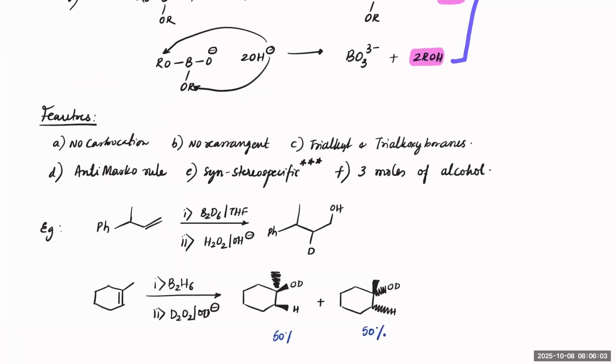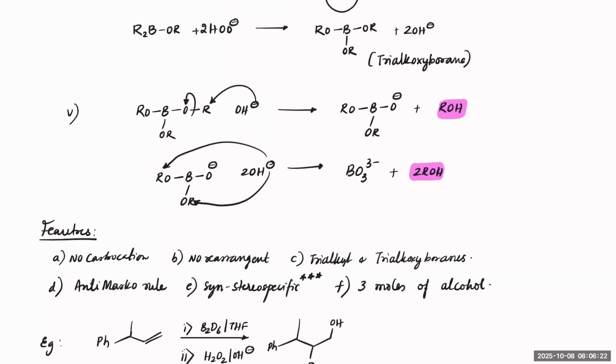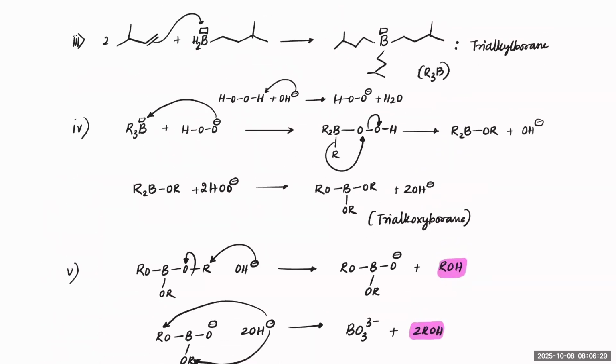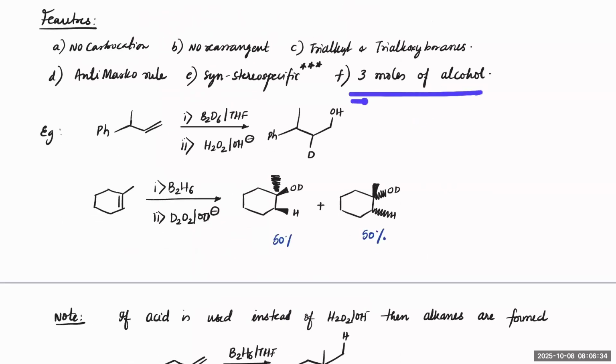Clear. So what did we notice? It is no carbocation, no rearrangement. Trialkyl boron is formed. It is following anti-Markovnikov rule and it is still stereospecific. Very important. Here, unlike the first two cases of hydrolysis, when you do hydrolysis, you will notice that it is still stereospecific. That means final H addition and OH will be in the same direction. And 3 moles of alcohols will be formed in the product.